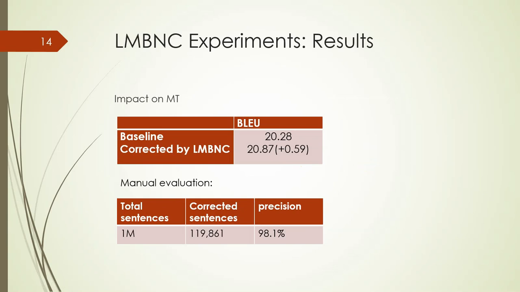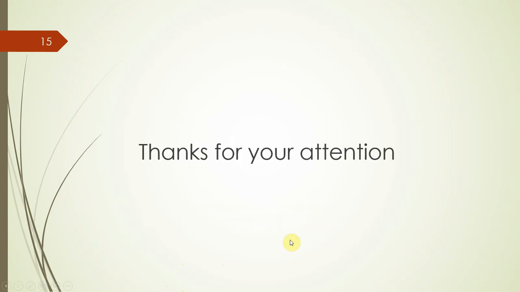In this slide, the effect of LMBNC on machine translation is shown. As we can see, an improvement of 0.6 BLEU is achieved. Also, the accuracy of the correction process was evaluated manually. Manually inspecting 300 randomly selected sentences, we observed 98.1% precision. Thanks for your attention.